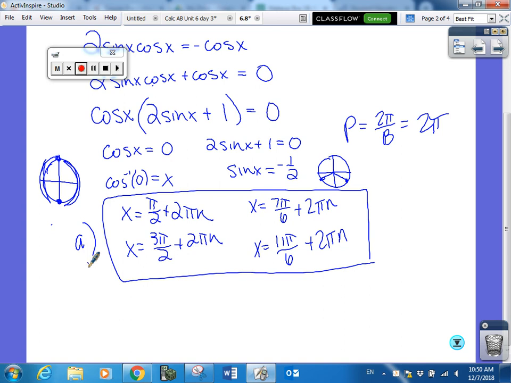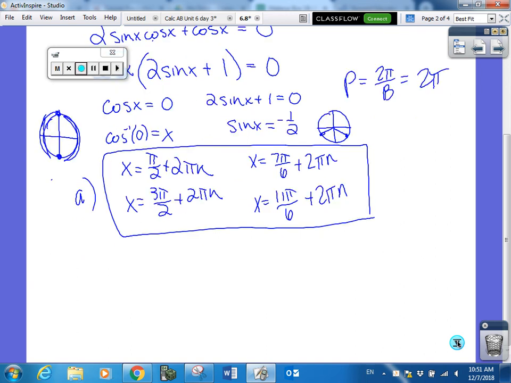Now, this question doesn't say it, but it could say, find the first three positive. It's not find the first three positive of part of it and first three positive of the other part. It's the first three positive of the whole thing. So the whole thing would be pi over 2, 7 pi over 6, and 3 pi over 2, if that was a question. Okay, it's not of each part. Those are the general solutions for this problem.